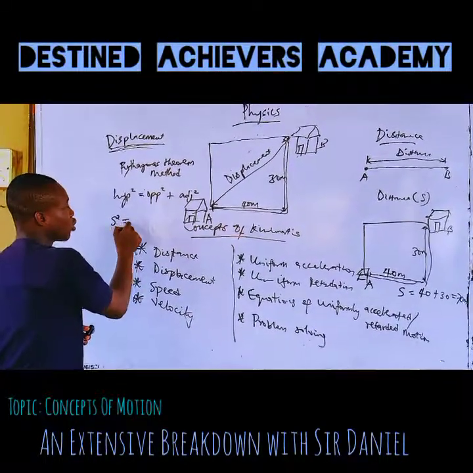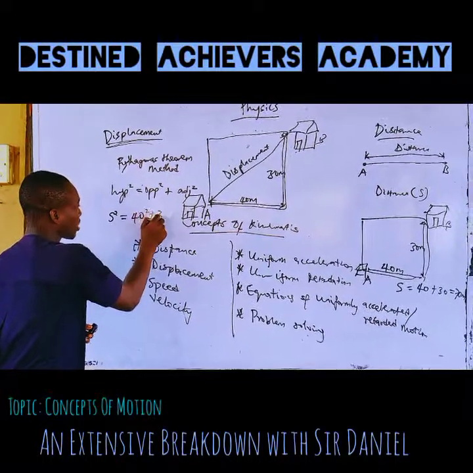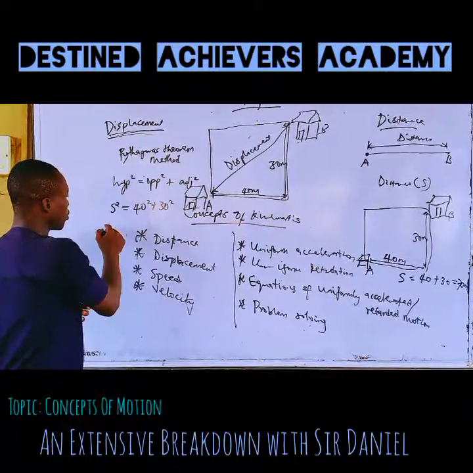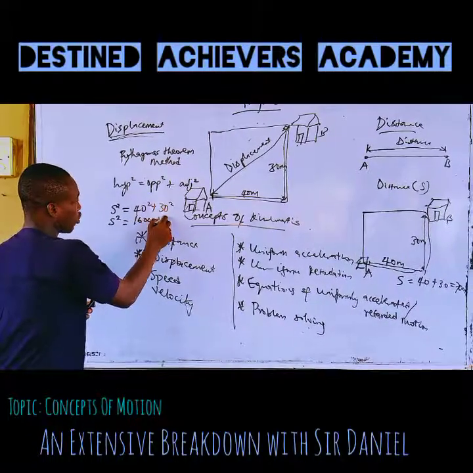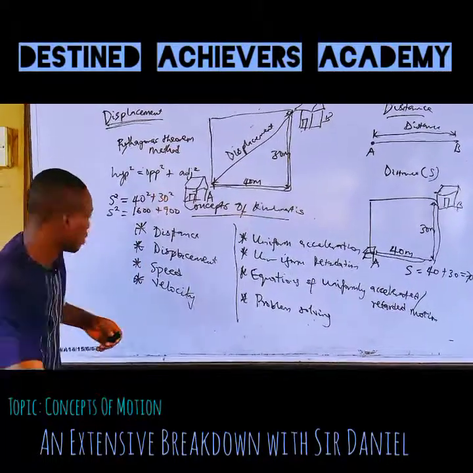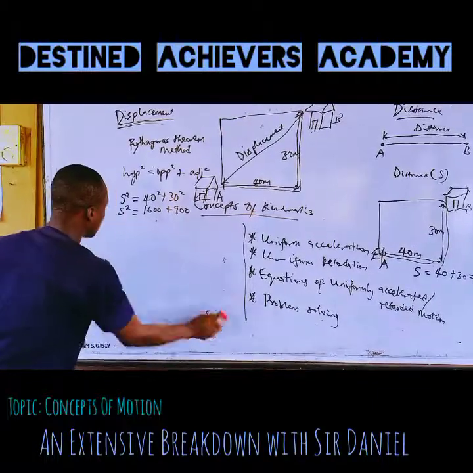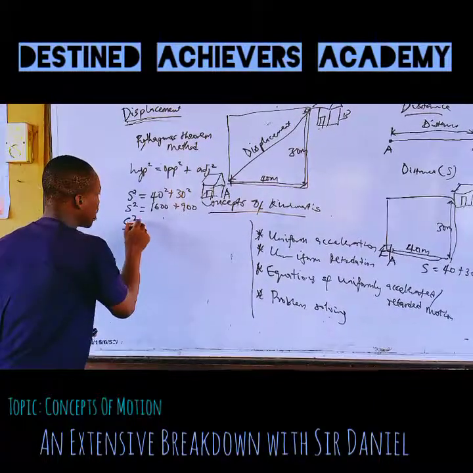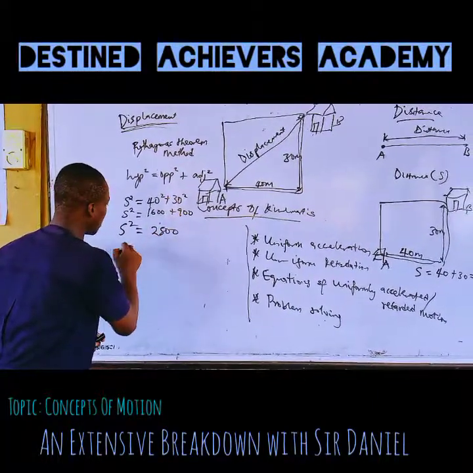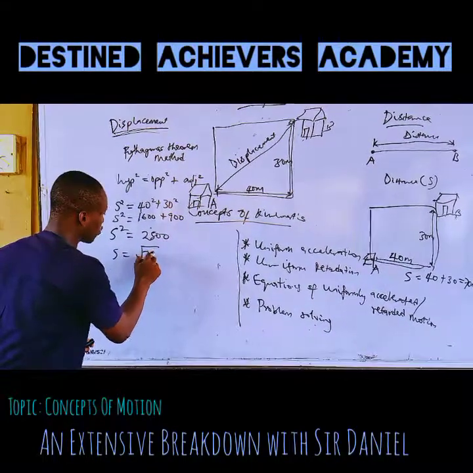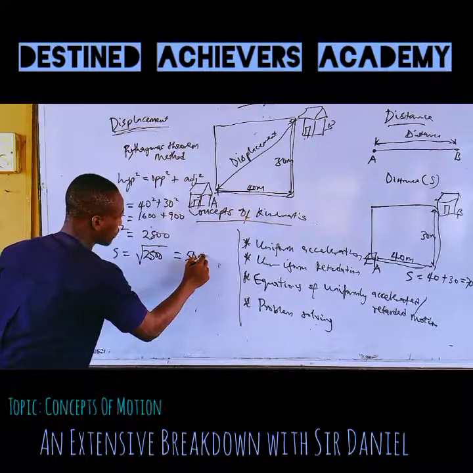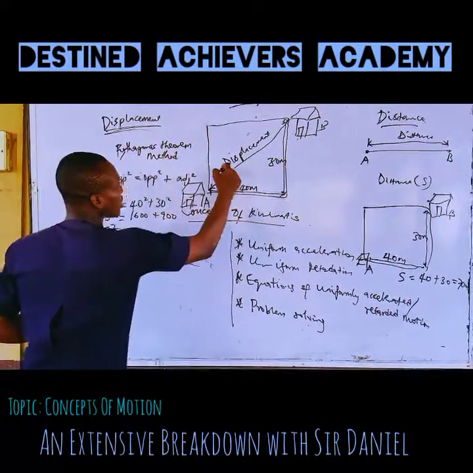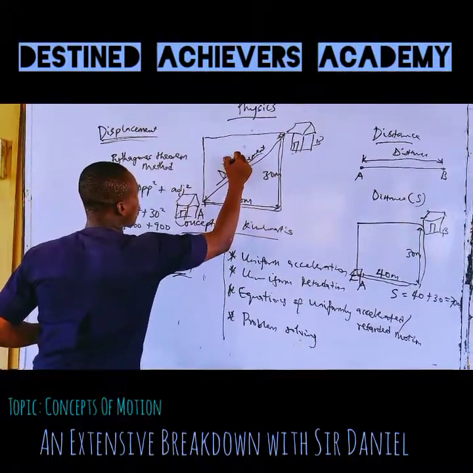S square is equal to 40 square plus 30 square, to give you S square is equal to 1600 plus 900. That shows that S square is equal to 2500. S is equal to square root of 2500, which is equal to what? 50 meter. So it is telling us that displacement S is equal to 50 meter.